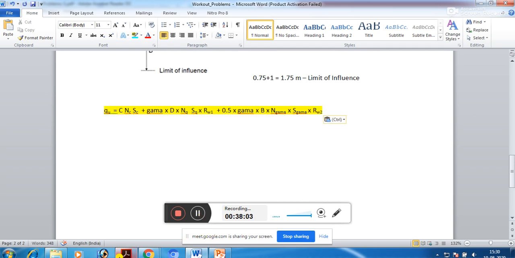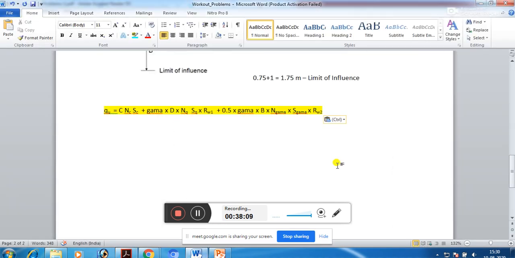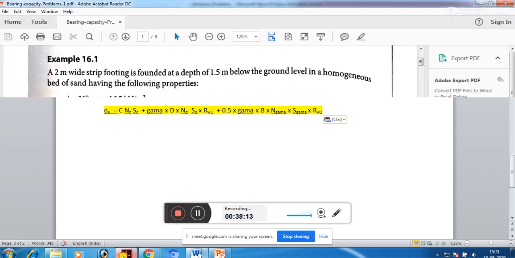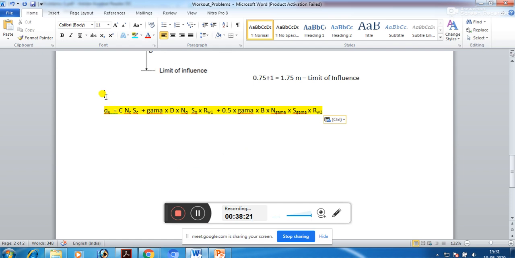So for this problem, do I need to have this shape of the bearing capacity equation, or should I change something? What does this problem say? The problem says it is a 2 meter wide. What does it mean? 2 meter wide means B, the width of the footing, is 2 meter, right? So B is equal to 2 meter.